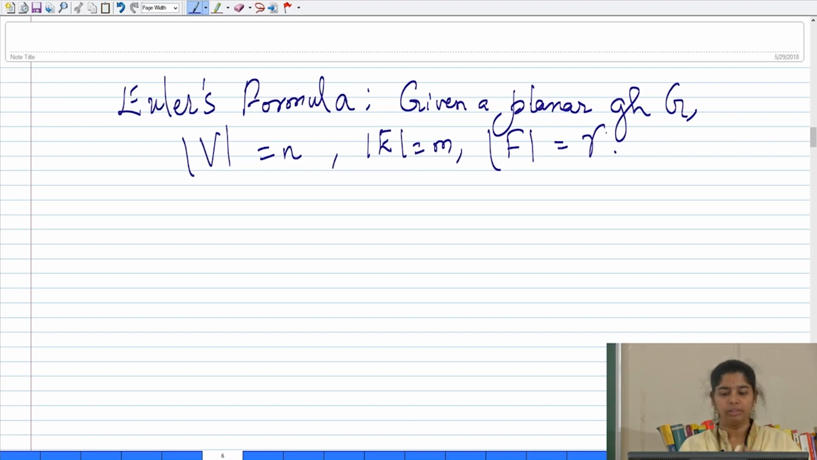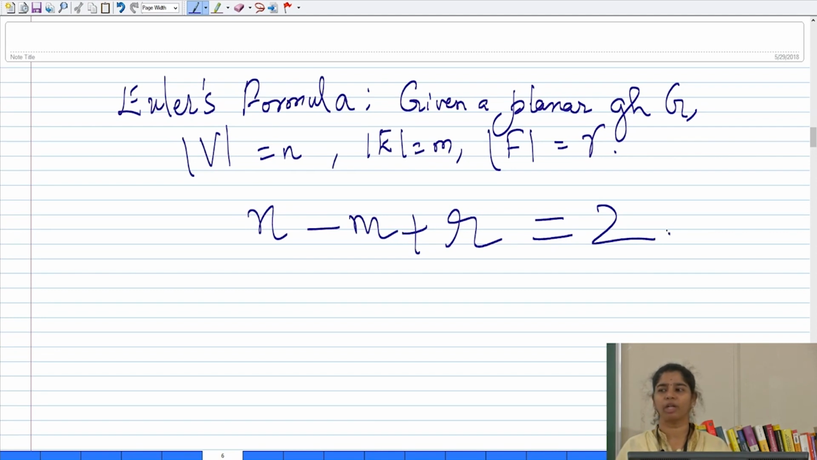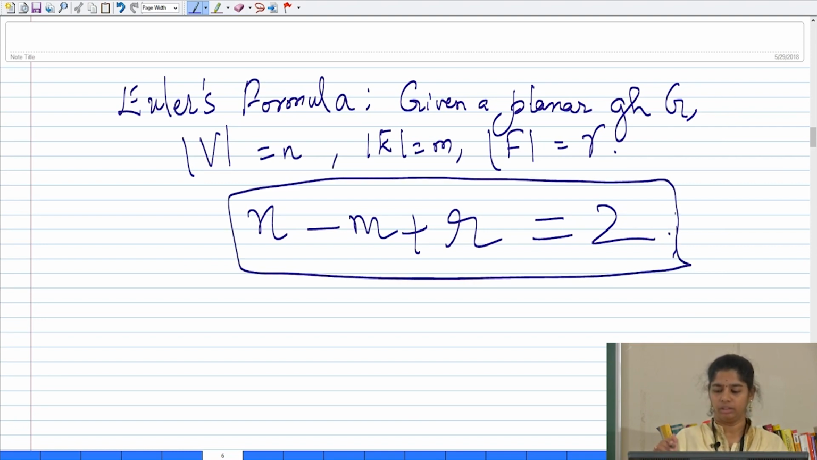So, what is the relation between these three? n minus m plus r is equal to 2. This is the polyhedral formula, Euler's formula, and most of the time we can use this for checking also, right? The number of faces, the number of vertices, and the number of edges in the graph. So the sum of all these things is going to be equal to 2. We will use this formula to prove most of our results in planar graphs.